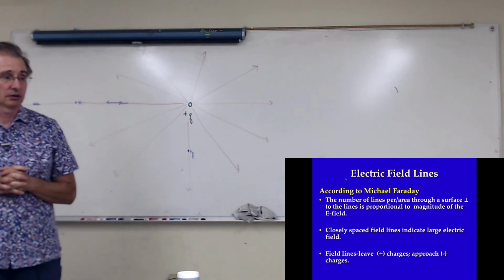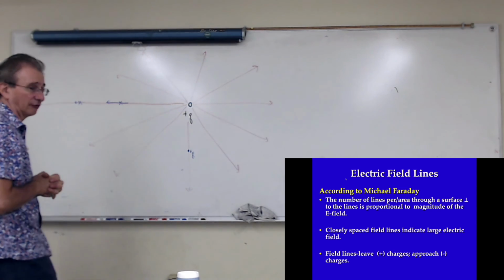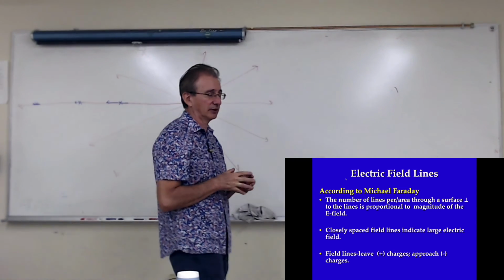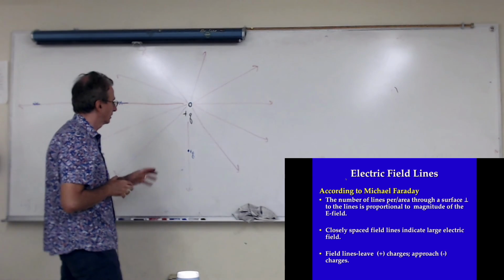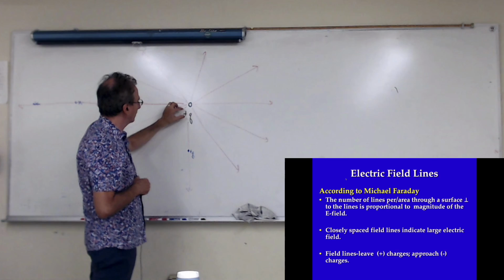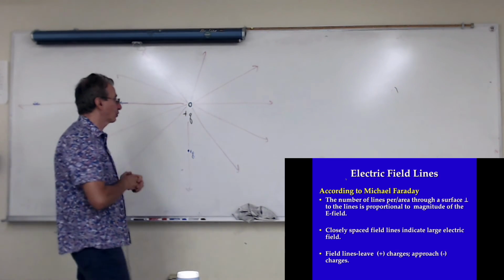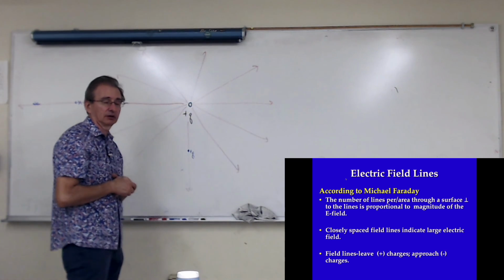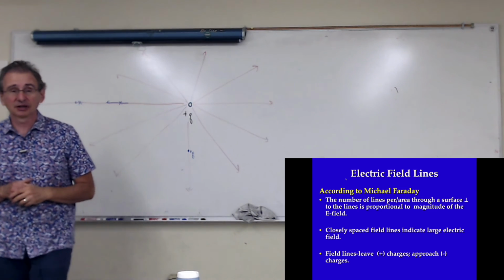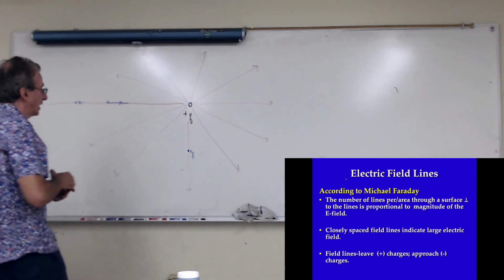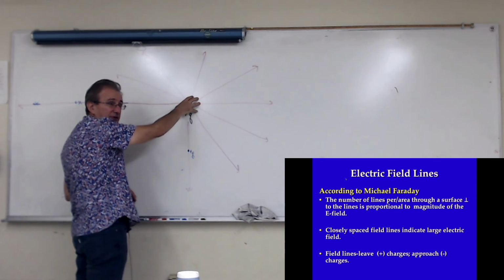Michael Faraday actually came up with this idea, because he wanted to picture what a field line looked like, whether it was a magnetic field line or an electric field line. Notice here that the electric field lines bunch up when you're real close to the source. And when you're really far away, they spread out. That's indicative of how strong the field is, right? Because the closer you are to the charge, the bigger the field is. And so the density of lines is indicative of the strength of the field.